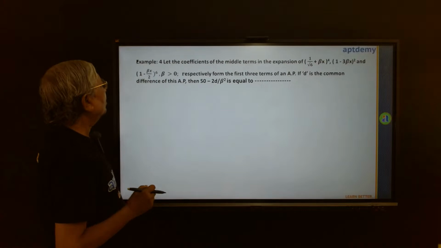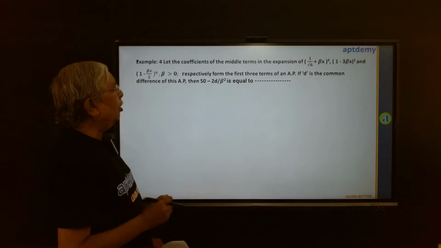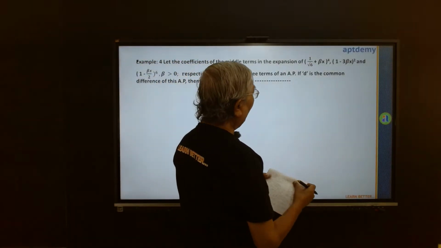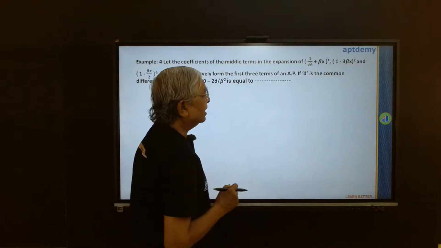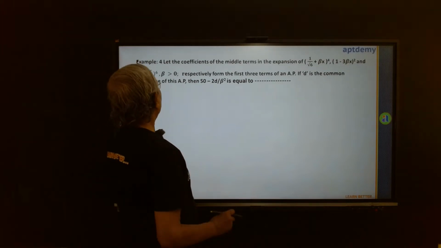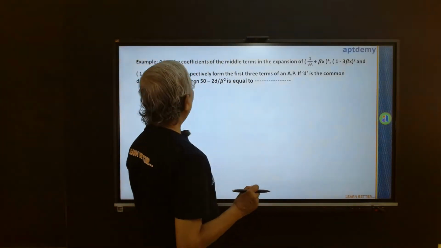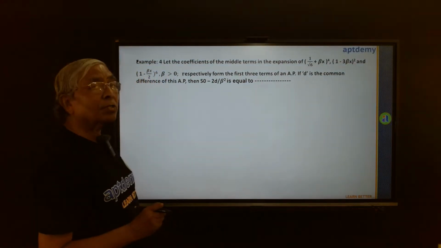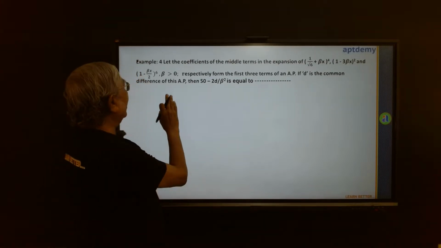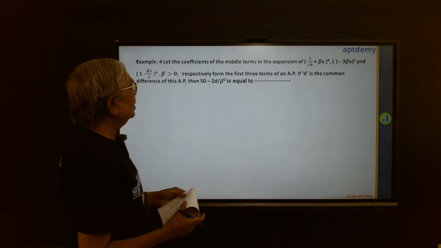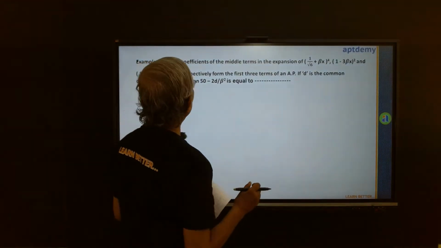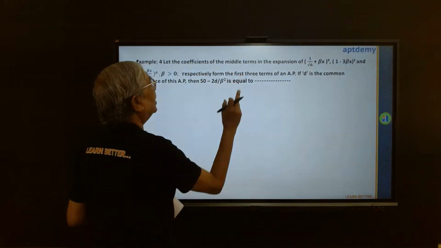Next we come to problem number 4. Let the coefficients of the middle terms in the expansion of (1 by root x, root 6 plus beta x) whole to the power 4, second (1 minus 3 beta x) whole to the power 2, and third (1 minus beta x by 2) whole to the power 6, respectively be the first three terms of an AP. If D is the common difference, then we have to find the value of (50 minus 2D) by beta square. So first we take the first expansion, the coefficient of the middle term.